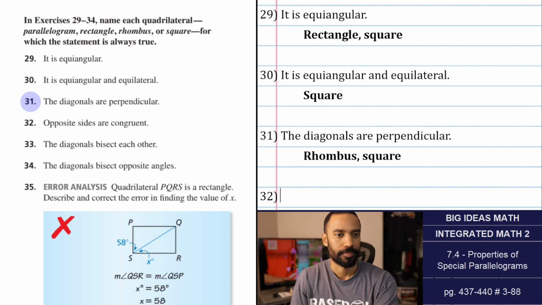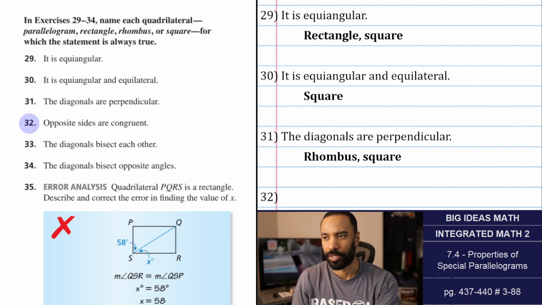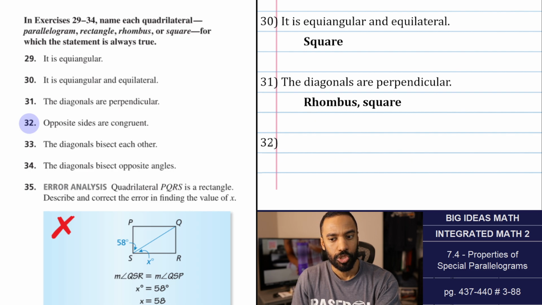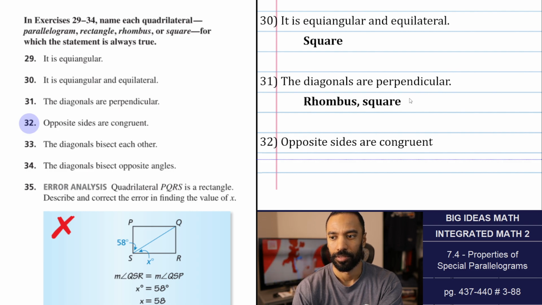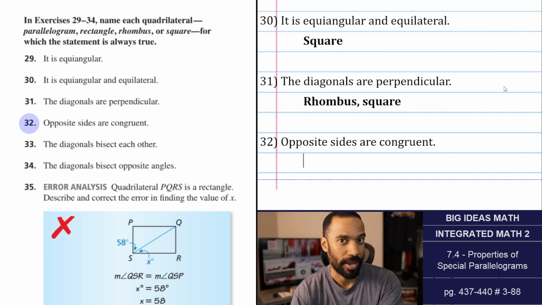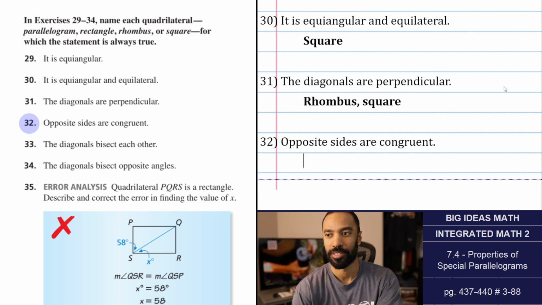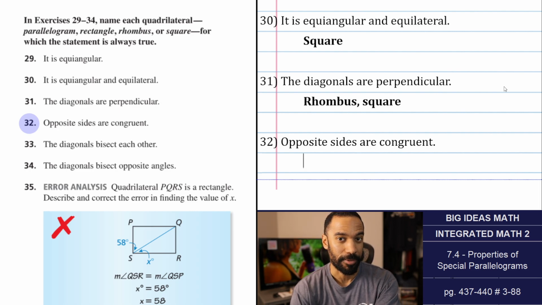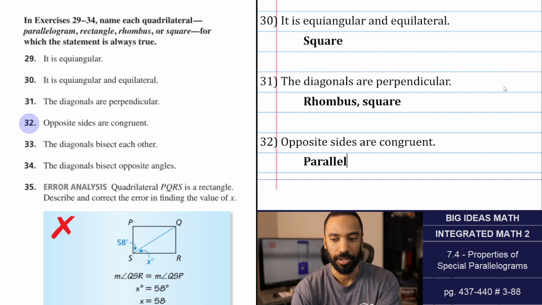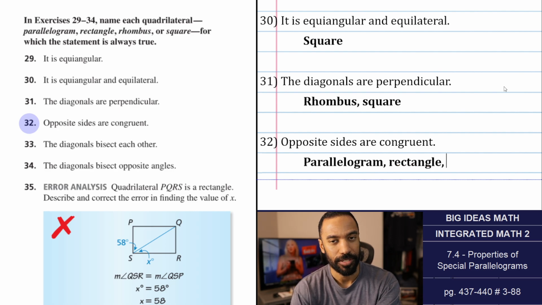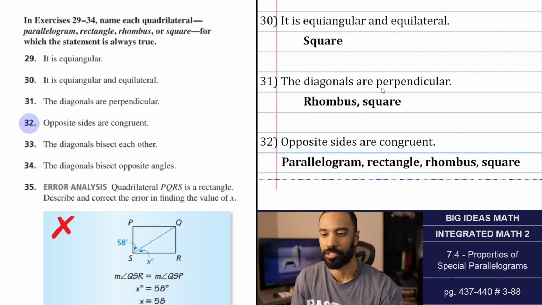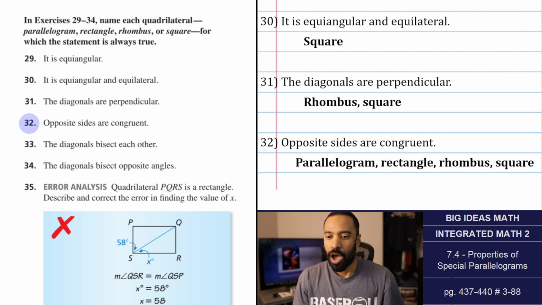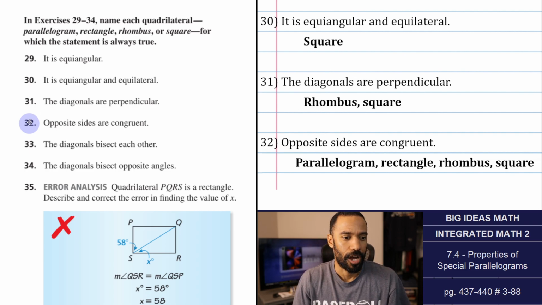So number 32. Opposite sides are congruent. Well, it's true for a parallelogram. So a parallelogram can be made into a rectangle. A parallelogram can be made into a rhombus. And a parallelogram can be made into a square. So parallelogram is true. But guess what? Opposite sides are congruent in all rectangles, in all rhombuses, and all squares. Let me just back that up one, I guess. Up until that point, looks good. Okay. So everything. Always true for all of them.